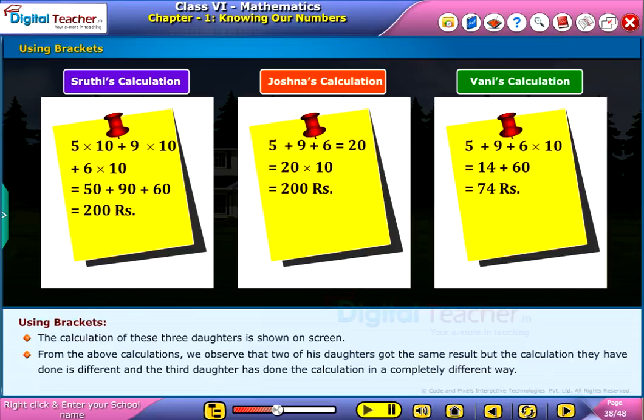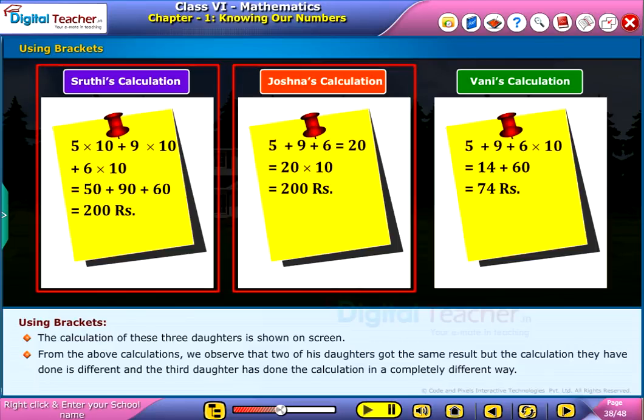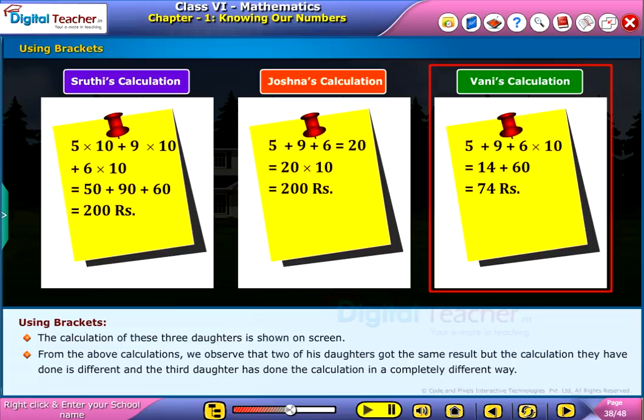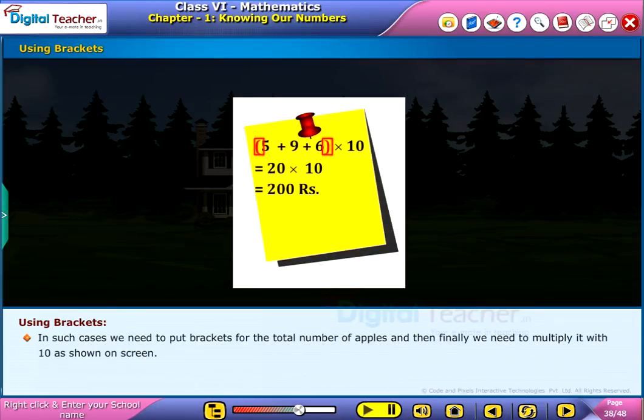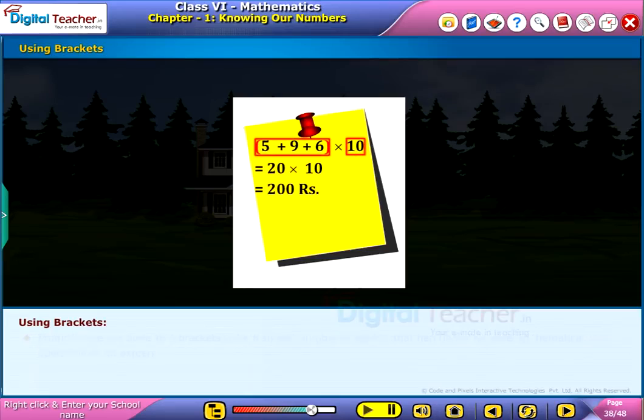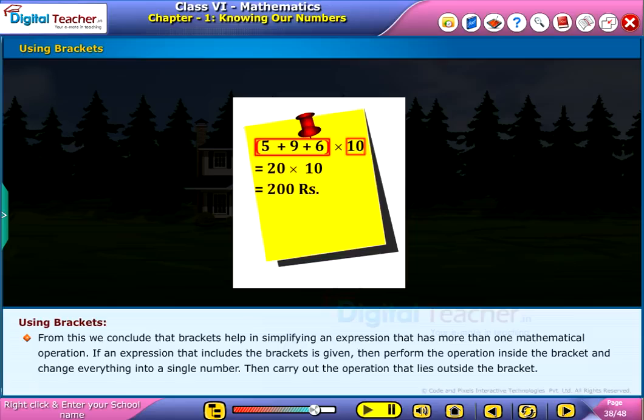From the above calculations, we observe that 2 of his daughters got the same result, but the calculation they have done is different and the third daughter has done the calculation in a completely different way. To avoid such confusion, we use brackets. In such cases, we need to put brackets for the total number of apples and then finally, we need to multiply it with 10 as shown on screen. From this, we conclude that brackets help in simplifying an expression that has more than one mathematical operation.